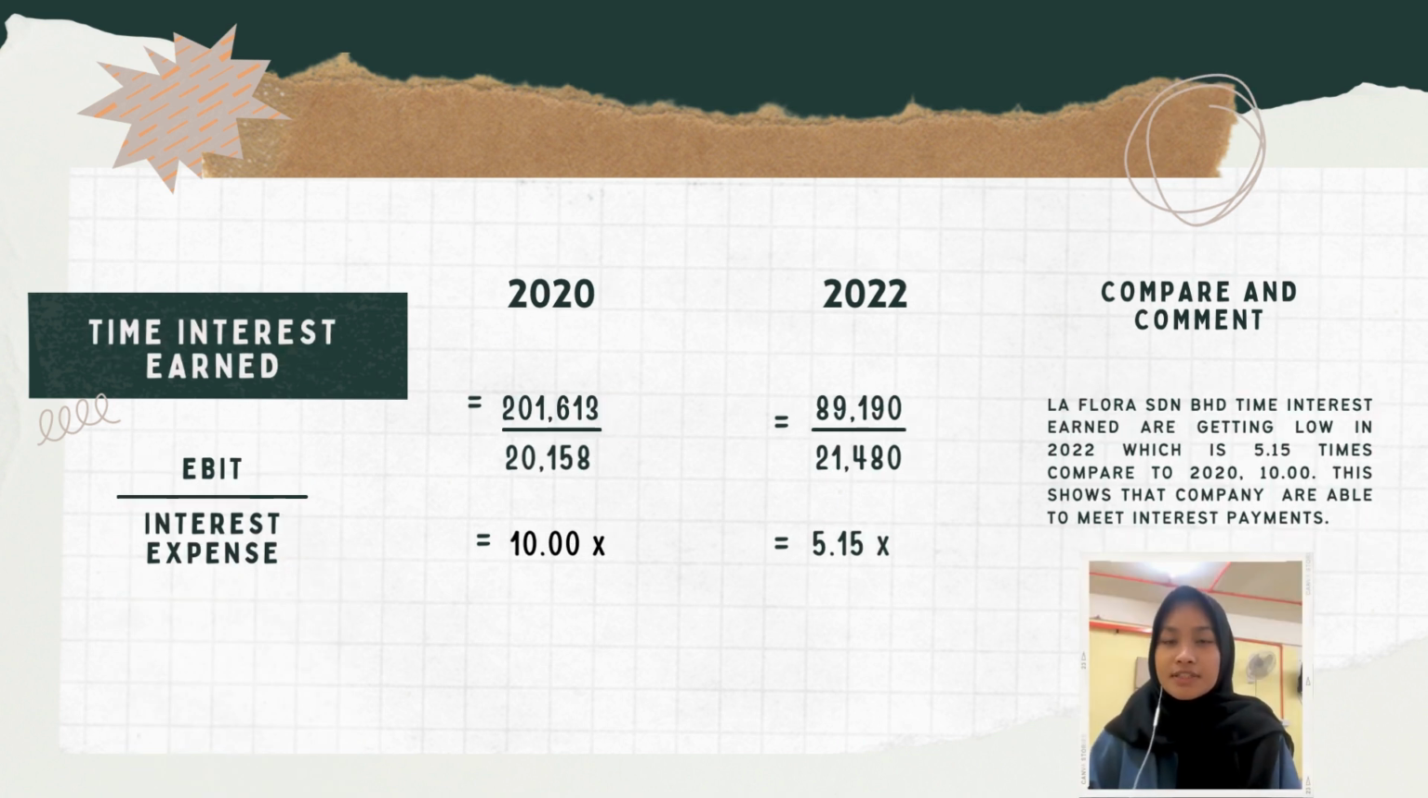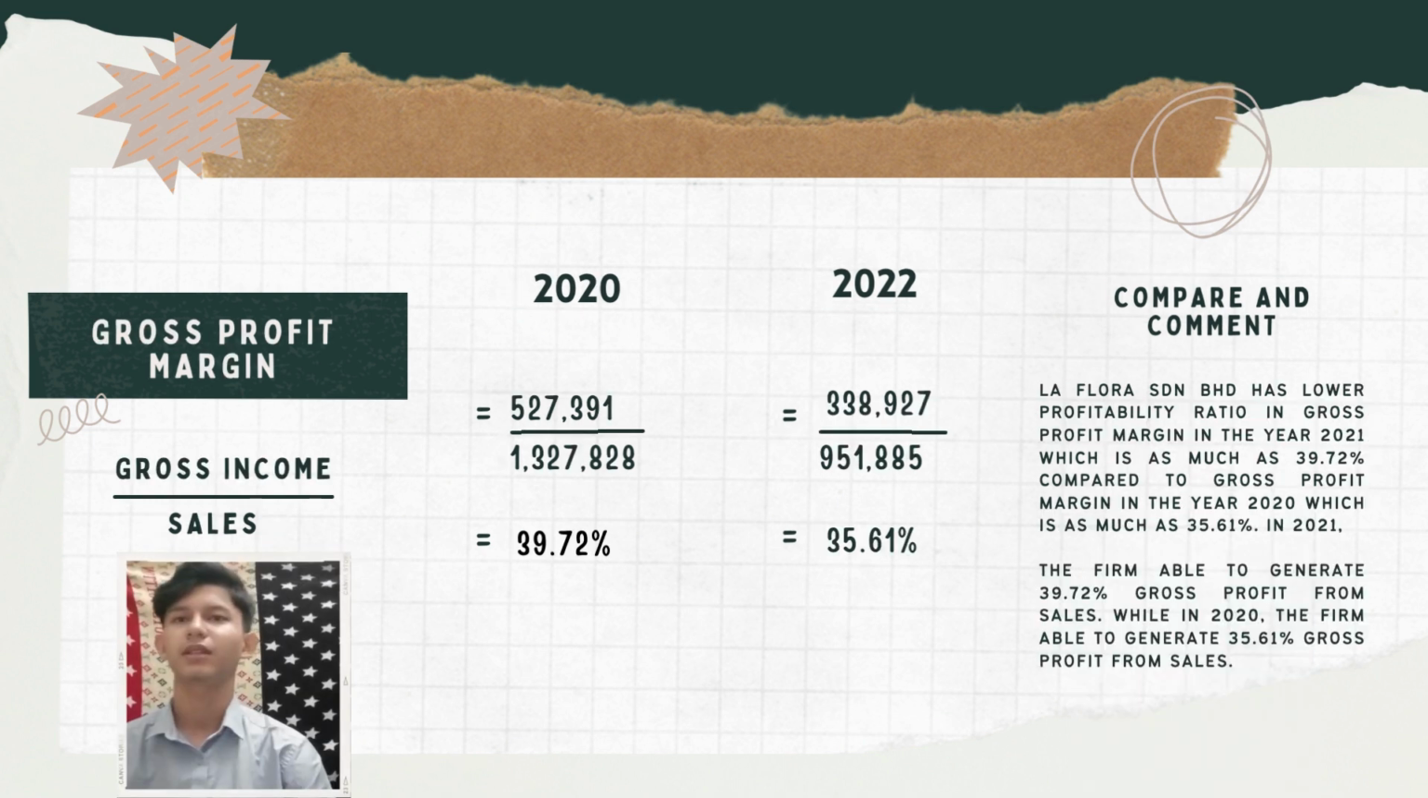La Flora Sdn Bhd's times interest earned is getting lower in 2022, which is 5.15 times compared to 10 times in 2020. This shows that the company is able to meet interest payments.